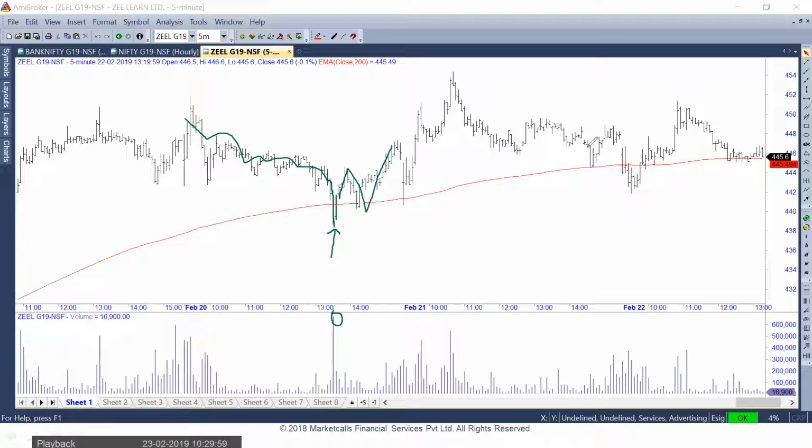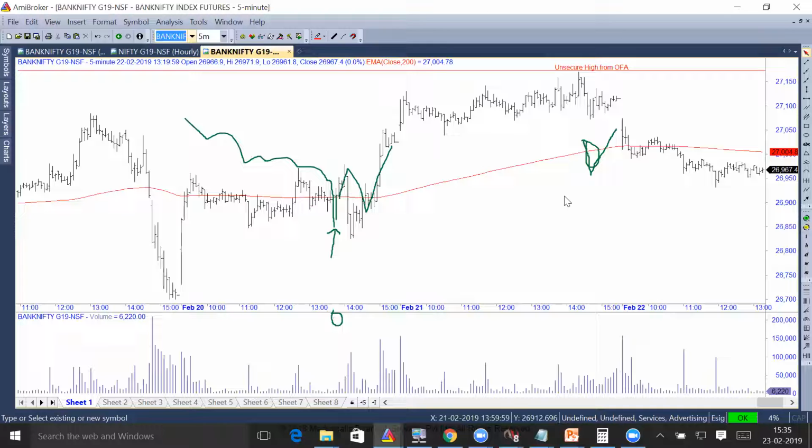Again, you can see one more momentum auction reversal zone over here. But volumes are not supporting, though it comes very close to the 200-day moving average. And if I take Bank Nifty, sometime back in Bank Nifty, it came over here at the 200-day moving average.